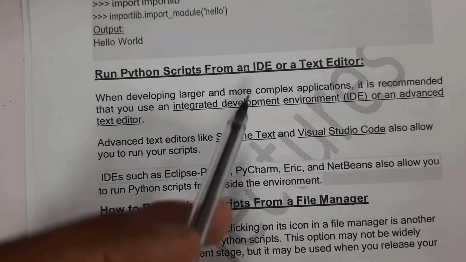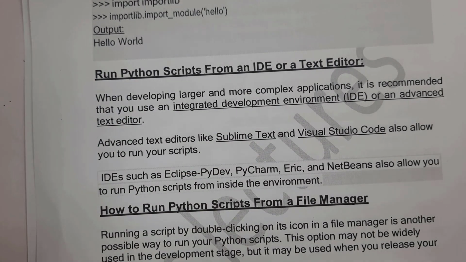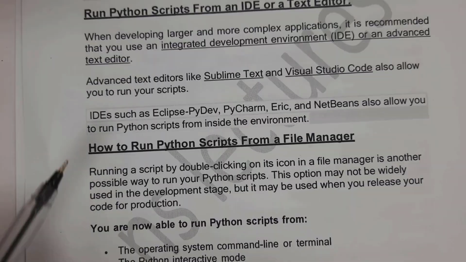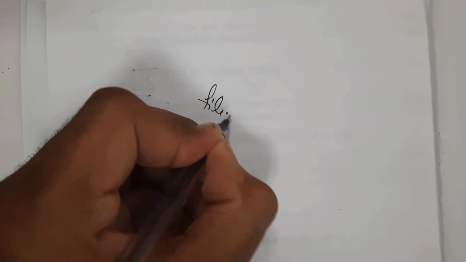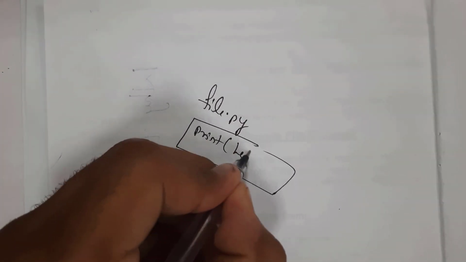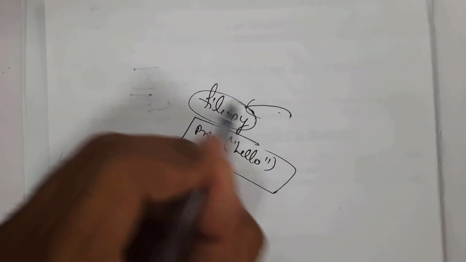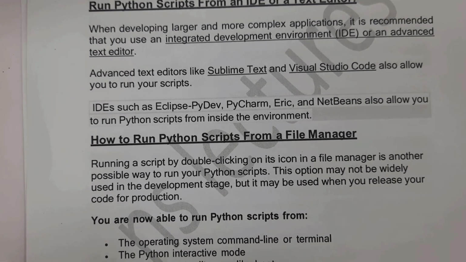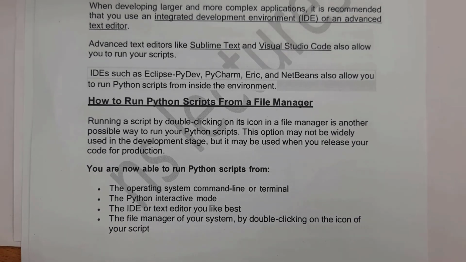And next one is by using IDE, that is nothing but Integrated Development Environment. You can use various IDEs like PyCharm and NetBeans and so on in order to run a Python script. You can also run a Python script from the file manager. For example, I created one file like file.py, and inside this file.py I am writing a Python script like print hello, and whenever you double click on this file, you will get the output, that is hello. This is the fourth way. These are 4 ways to execute a Python script.